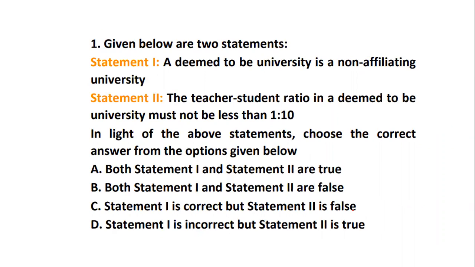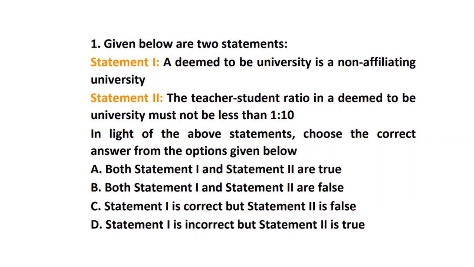So let's start. Statement 1: a deemed to be university is a non-affiliating university. Statement 2 states that the teacher-student ratio in a deemed to be university is not less than 1:10. So these are 2 different statements. See, this is a statement question, and assertion and reasoning questions are completely different. In statement questions, you have the statements given. You have to tell whether the statements are right, wrong, correct, or incorrect, depending upon the options given. In an assertion and reasoning question, as per the given assertion or statement, you check whether the reason stands to be correct or false. That's how you have to link.